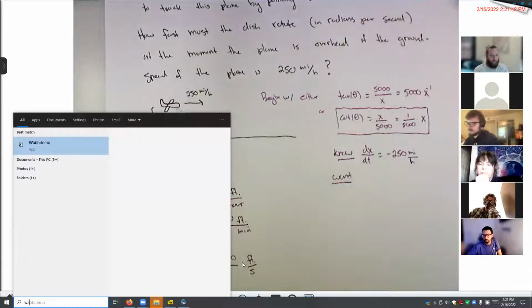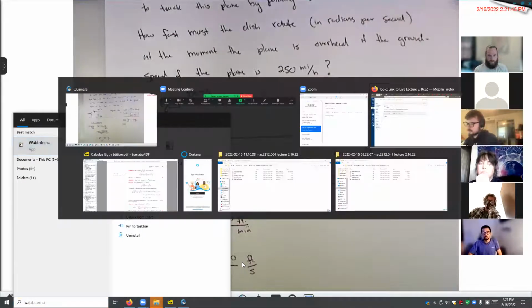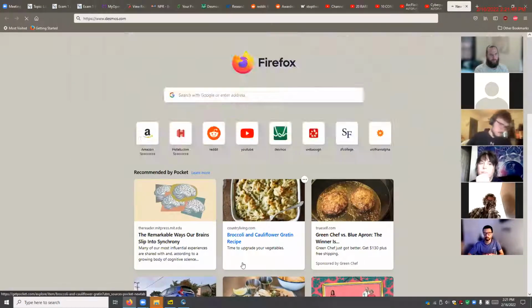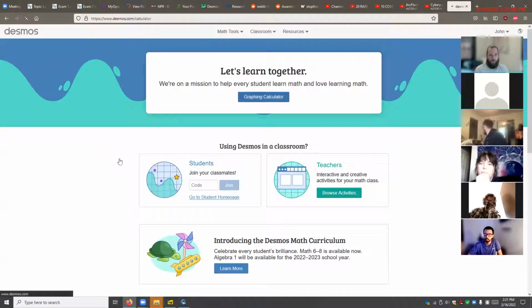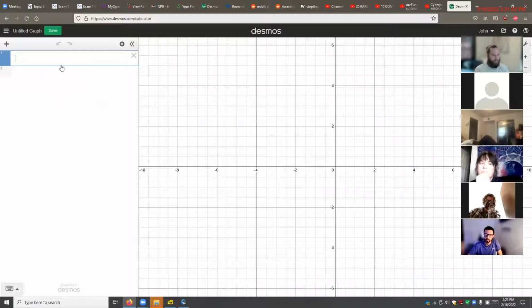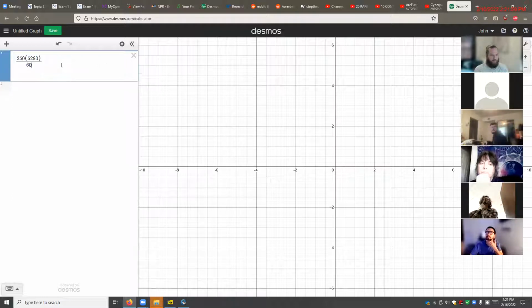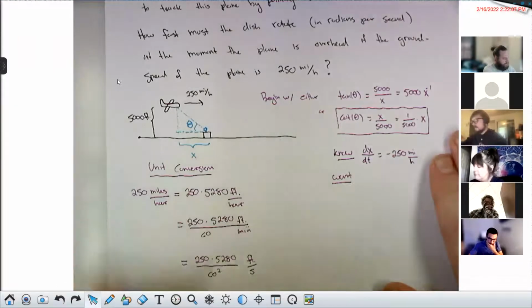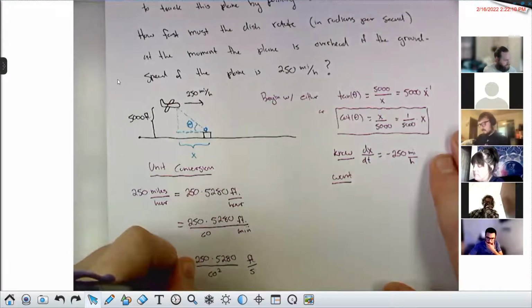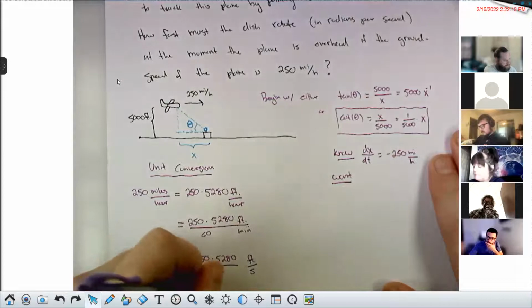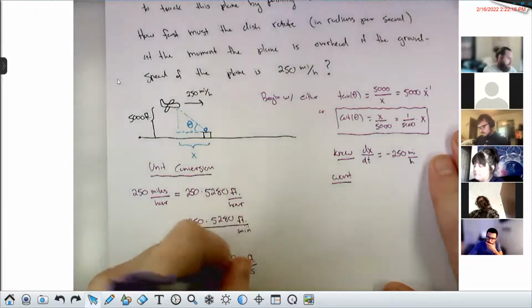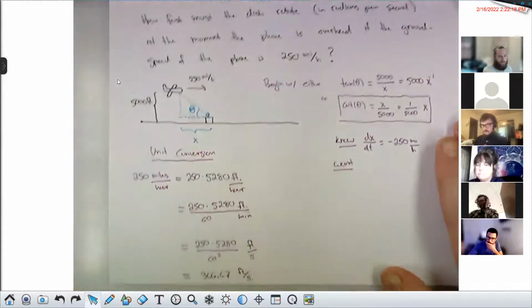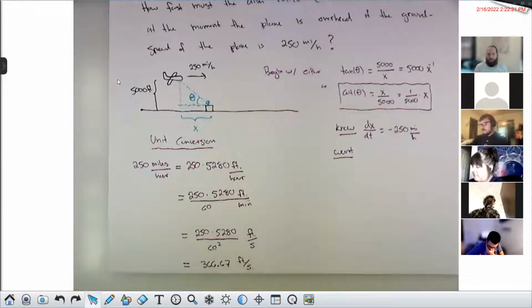That does mean we've got some arithmetic to do, and y'all know I am not an arithmetic expert. I bet I can get to Desmos before Wabbit boots up. Let's see which one goes first. 250 times 5,280. And I want to divide this by 60 squared. So you get 366.67. We're going about 367 feet per second.